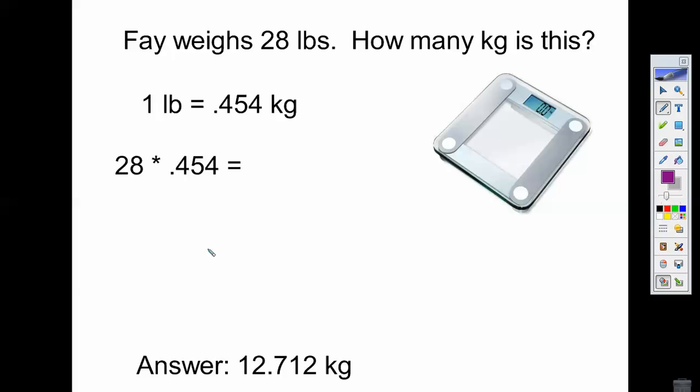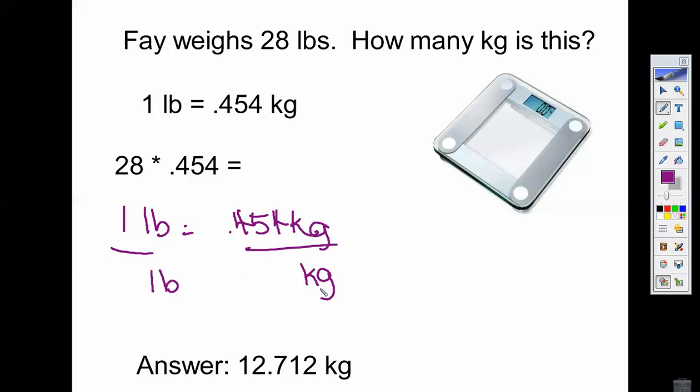If I wanted to write it as a proportion, I could write 1 pound equals 0.454 kilograms, and that's what my chart says. Then I'm going to do pounds with pounds and kilograms with kilograms. I know that Faye weighs 28 pounds, so I'm going to write 28 here, and I'm going to put my variable there. Here I'm going to do 28 times 0.454, and then I would divide that by 1, so my answer is 12.712 again.